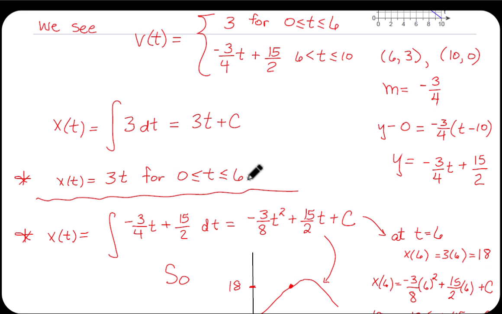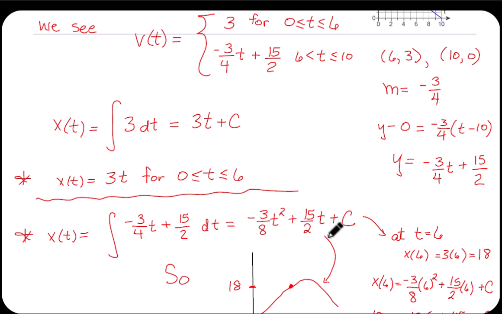So at this point, we know where the particle is at the start of the next time period. Because when t equals 6, I got 6 times 3, or 18. So that's going to be my initial position at 6. So on that time period, I go back and I grab my formula for the velocity on that segment and we integrate that.